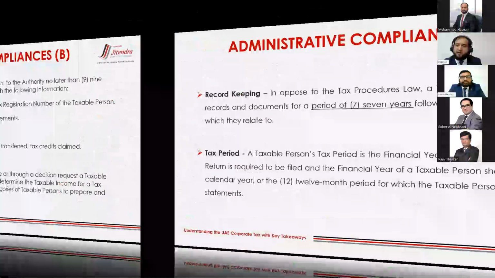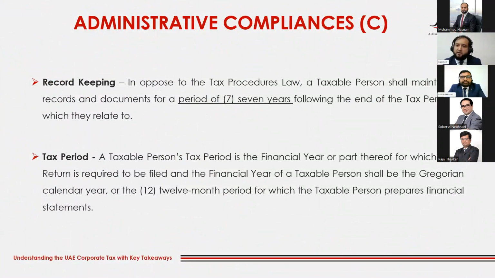Moving to the next slide. Just like VAT law, the corporate tax law has made it compulsory for a taxable person to maintain all the accounting records and documents for 7 years following the end of the tax period. The tax period would be the financial period, and most of the time it would be 12 months. However, if the incorporation happened during the corporate tax period, this period can be reduced. For example, a company incorporated in March would have a financial year of 9 months, and subsequently the taxable period would also be 9 months.